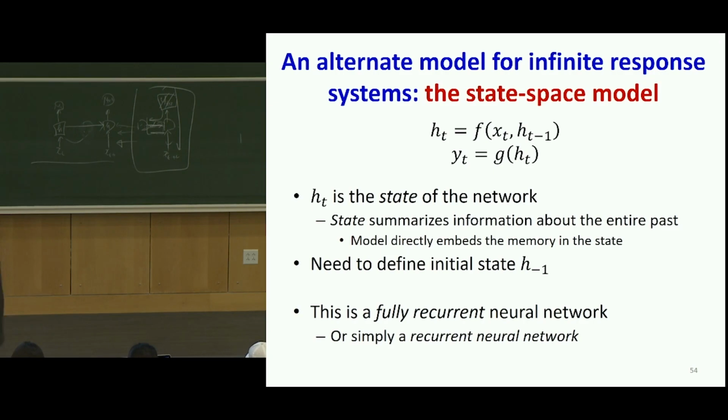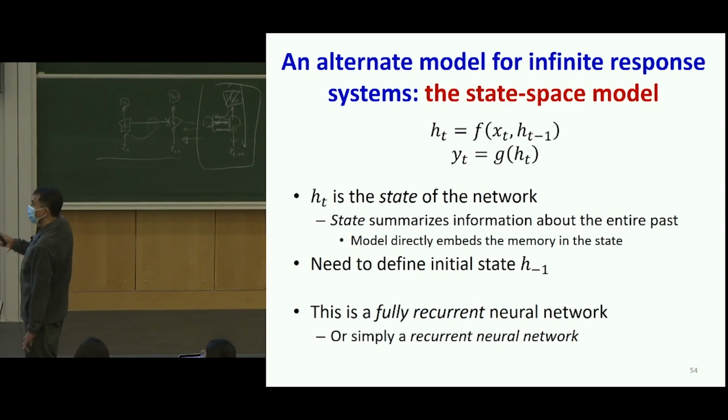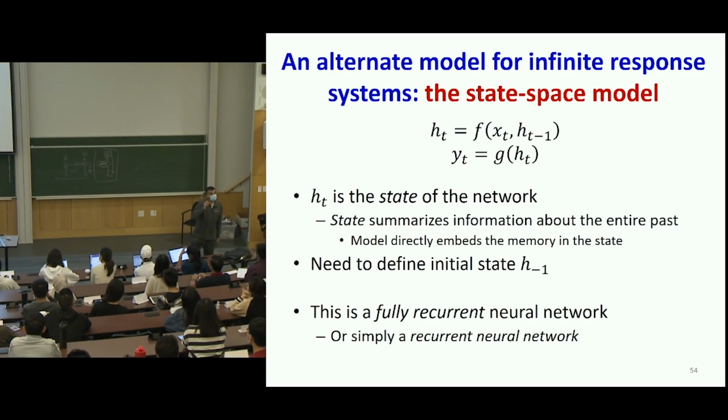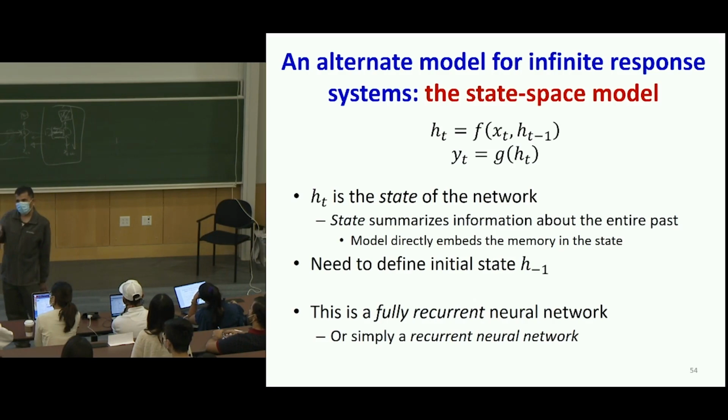So the state space model, it's a simple step up, historically speaking. And the state space model has this structure. You have the hidden state at any time as a function of the input at that time and the hidden state at the immediately past time, past instant. And the output at any time is a function of just the hidden state at that time. So h_t is the state of the network. And now, this is the hidden state in the network. There is a variable inside the network itself that is now storing information about what happened in the past. And the output is a function of this hidden state.